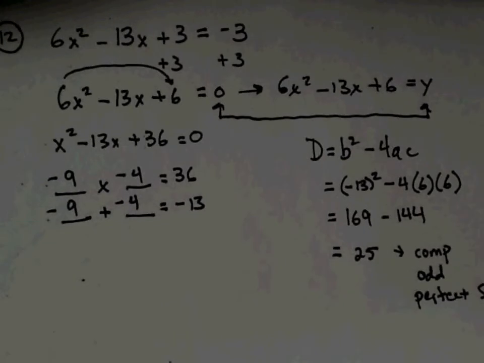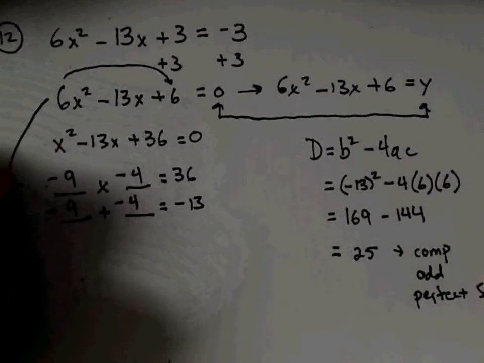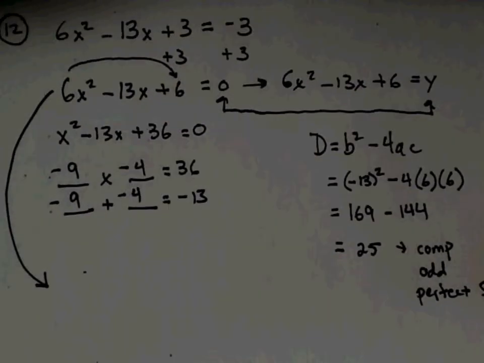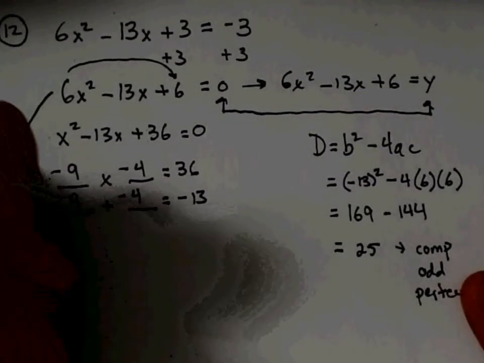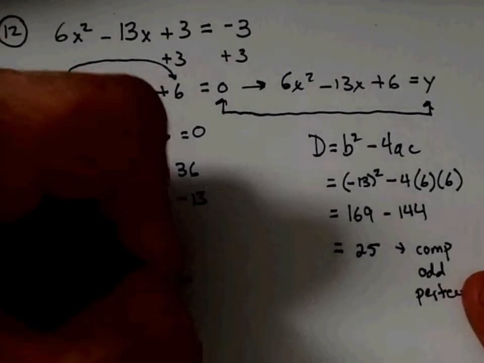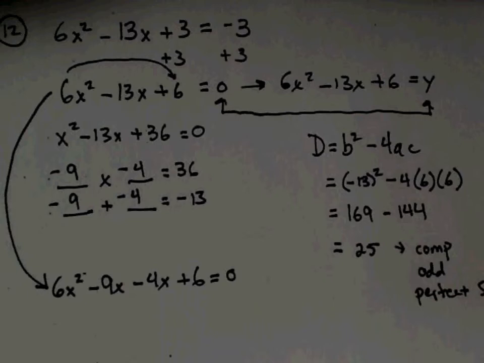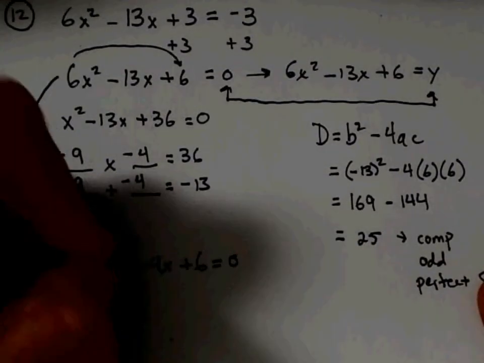And so now here is the toughest part, because that's a process that we're pretty good at. The toughest part is to remember to, when I split the middle right here, I have to do it from the original. Okay? I can't do it from the one where I multiplied the a to the c. And so this is going to be 6x squared minus 9x minus 4x plus 6 equal to 0. So you got to do it in the original. After that, pretty simple. Factor by grouping.